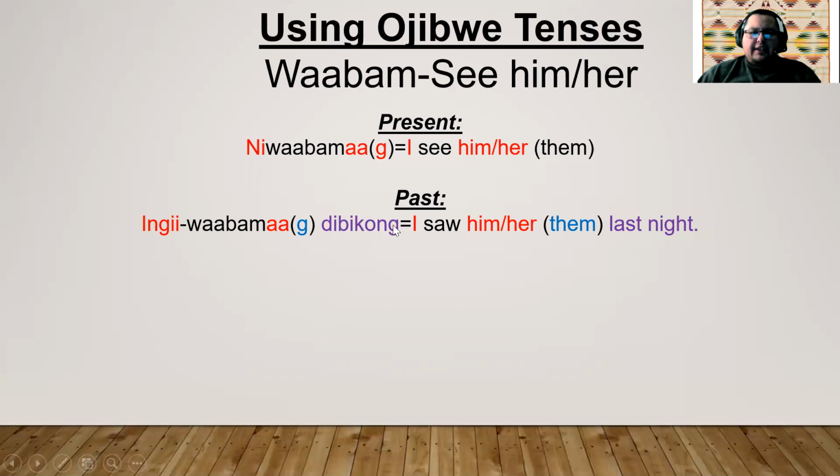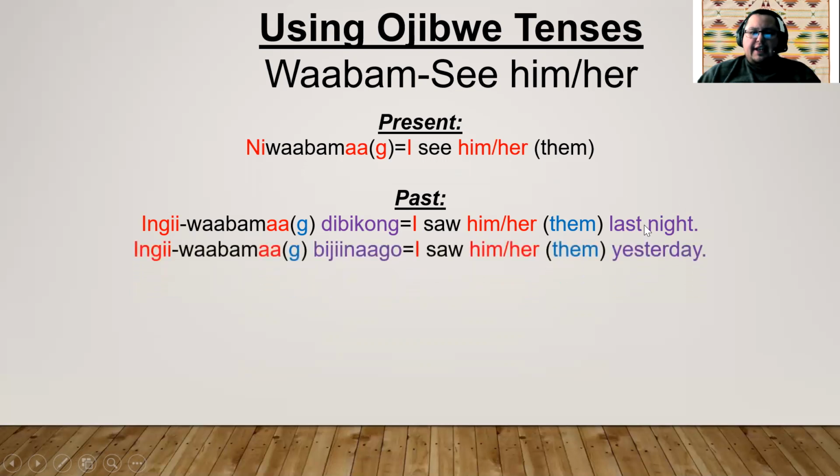Ingi is your pattern for I to him or her. Black lettering, you'll see wabam is the verb. Saw. The G is the plural. Okay, the blue is the plural. So you have Ingiwabamag dibikung, I saw them. As you see, if you use the blue, you're going to get the blue on this side. Them. Dibikung, last night.